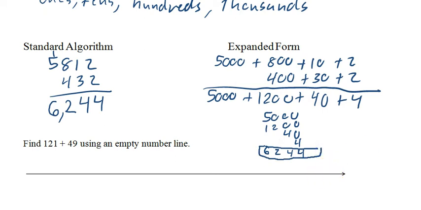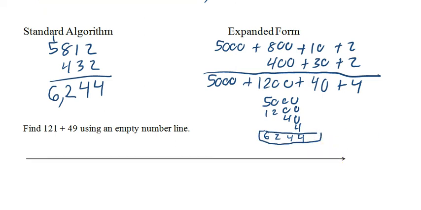Alright, there are other ways. I mean, the standard algorithm's great. Expanded form works really well too. This is our standard. If you're going to add 2 numbers, it's the straightforward, just line them up and add them. This is how we always do it. But sometimes you want to do stuff a little bit quicker.